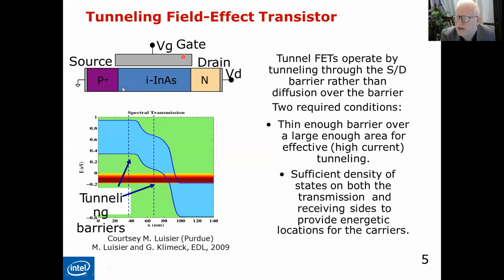The first change is that the source and drain are not similar. In ordinary MOSFETs, we have the same type of doping for the source and the drain, so it's either an N-channel MOSFET or a P-channel MOSFET. But here, in the tunneling field effect transistor, we have a P source and an N drain, or vice versa. So this is the first change.